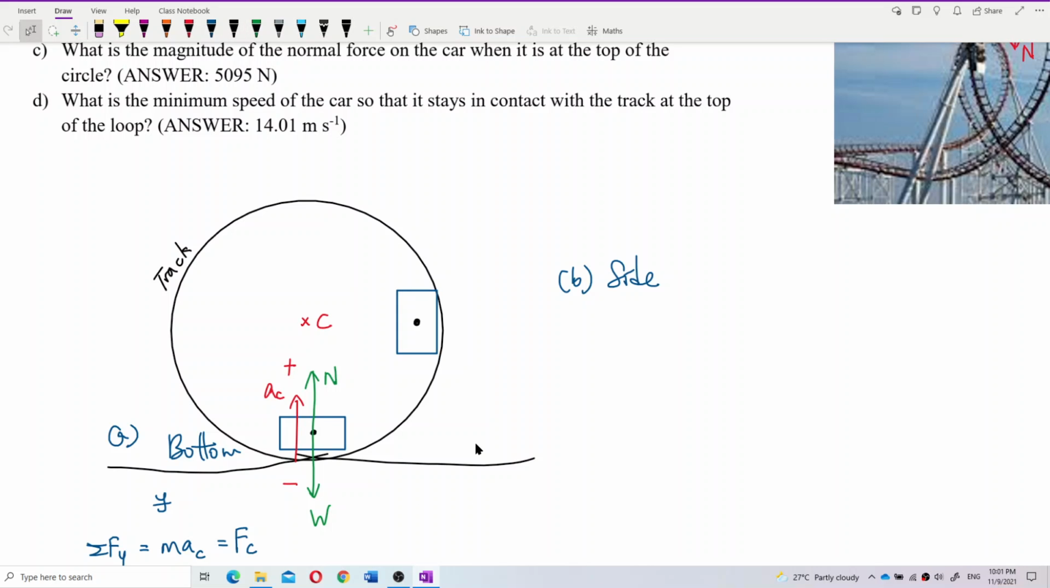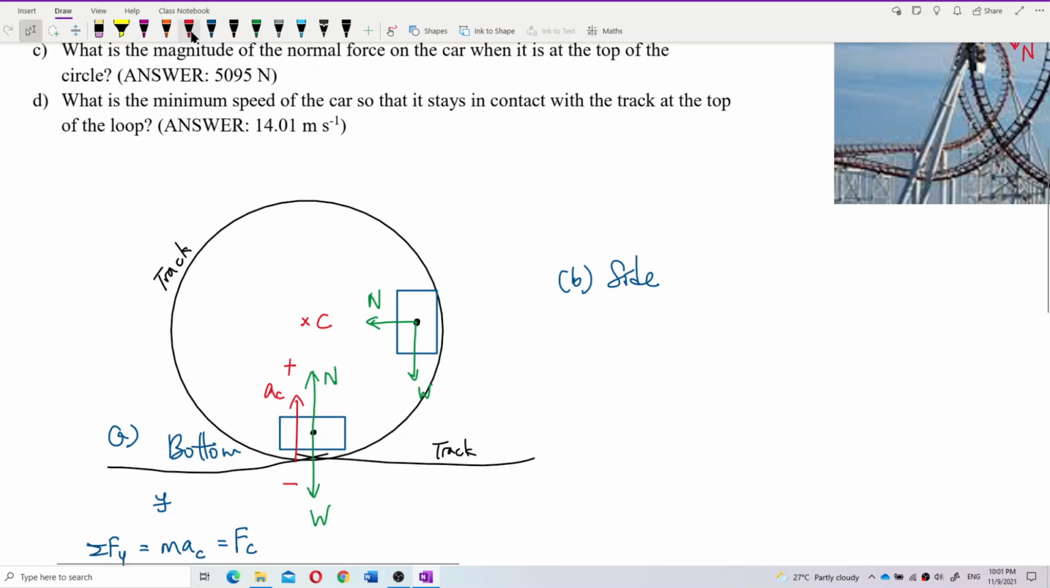Okay, so what are the forces acting on the block? We have the weight, going downward. This whole thing is the track, and the track is at the right hand side here. So of course, the normal force must be perpendicular to the track, 90 degrees to the track. So it's this way, perpendicular to the track.